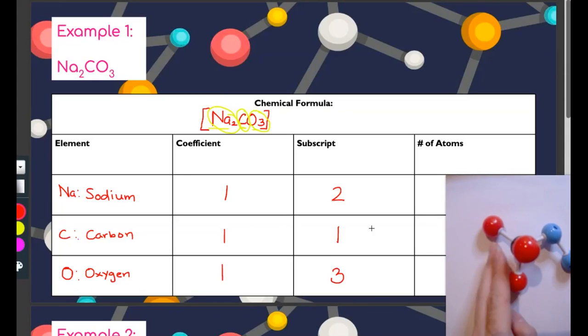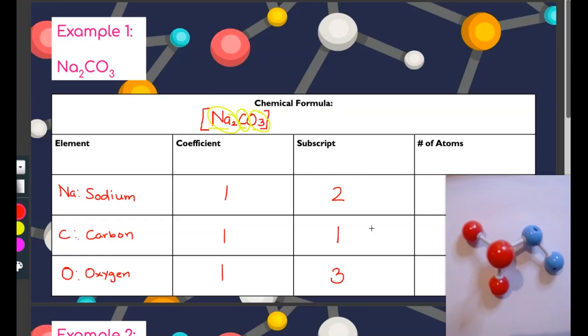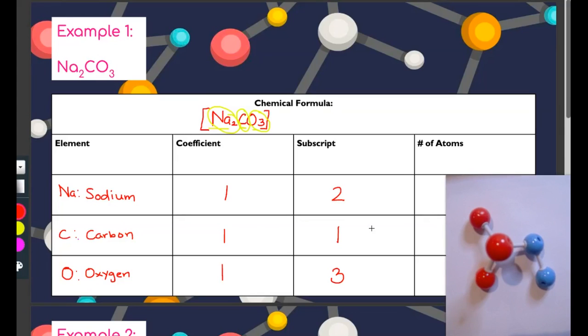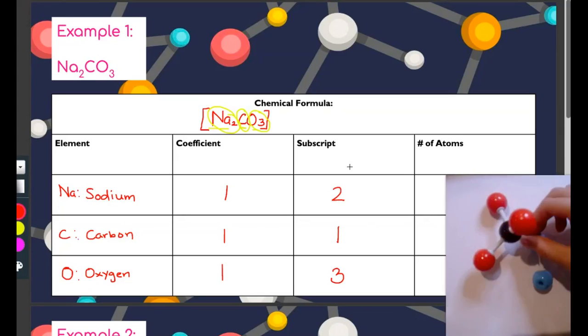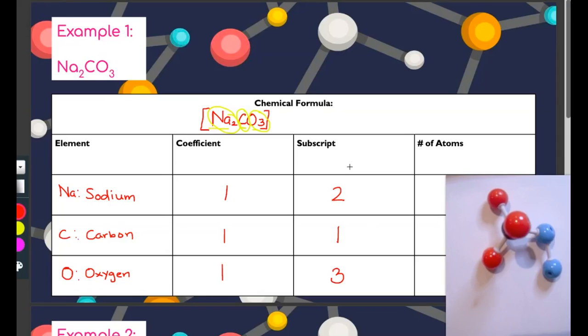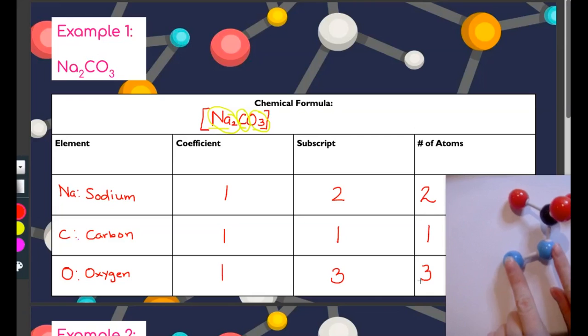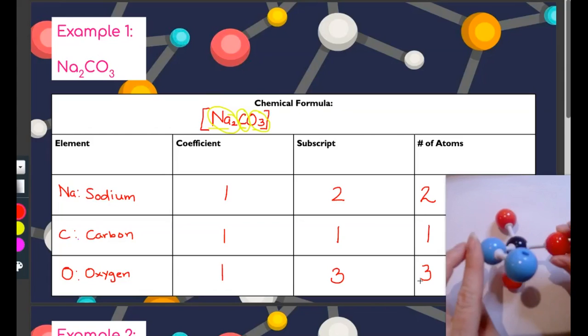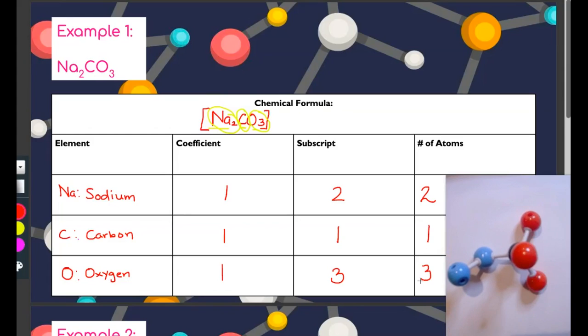We also know that our coefficient in this case is 1, so we only have 1 molecule. Therefore, the number of atoms present are simply equal to the number of atoms in 1 molecule. So if we multiply that subscript by the coefficient of 1, our number of atoms will stay exactly the same. So in this molecule, we can see that we have 2 sodium atoms, 1 carbon atom, and 3 oxygen atoms. Looks something like this.